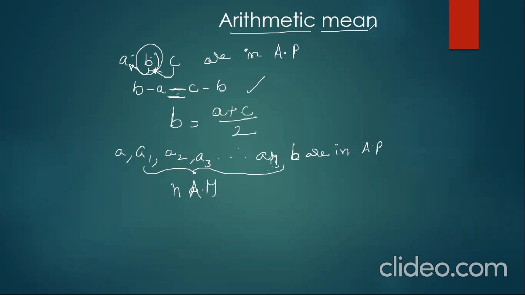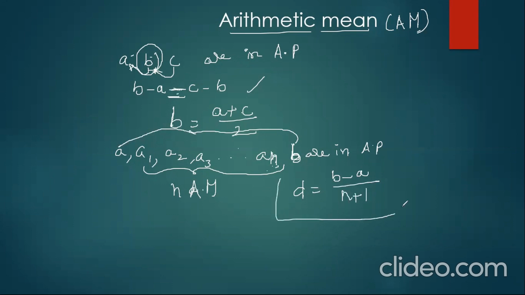So the arithmetic mean can be called AM. If you have n arithmetic means between A and B, then the common difference comes from B minus A. You take this difference, B minus A, divided by the number of terms plus 1. This is our common difference when there are n arithmetic means between A and B. So d is equal to B minus A by n plus 1.